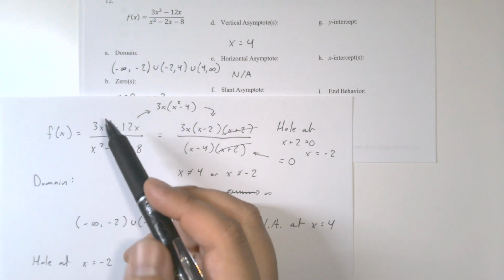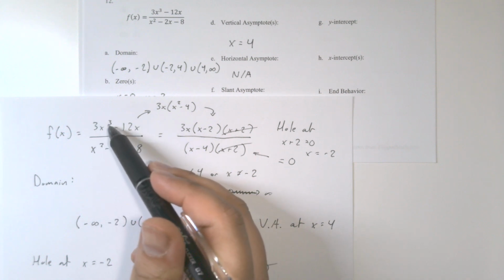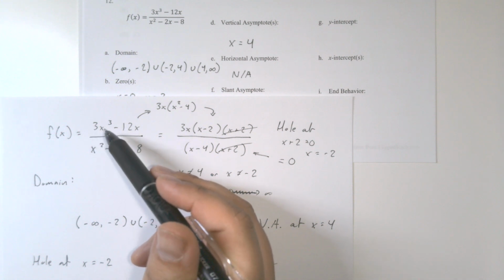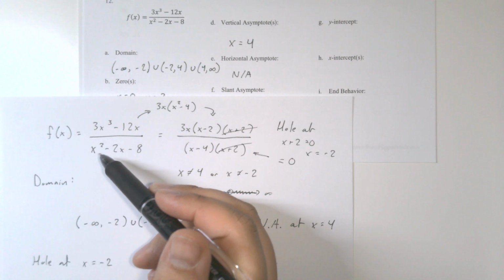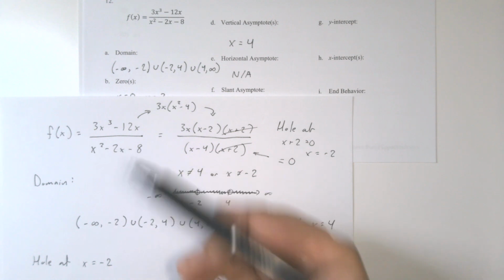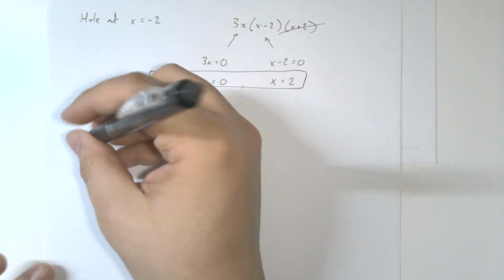But for slant asymptotes, remember, the degree on the bottom is 2 and the degree on the top is 3. So since the degree on the top is exactly 1 bigger than the degree on the bottom, we do have a slant asymptote. And so let's calculate that out. So how do we do that?